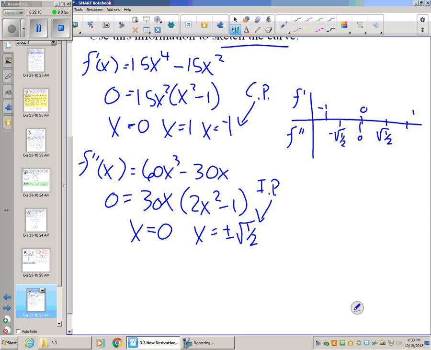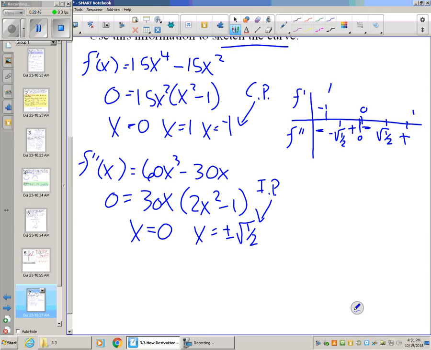All right, using the second derivative test, plugging in values in between these numbers into f double prime, we get that the second derivative is negative, positive, negative, and positive. Okay? So I'm saying that this is concave down, this is concave up, this is concave down, and concave up.